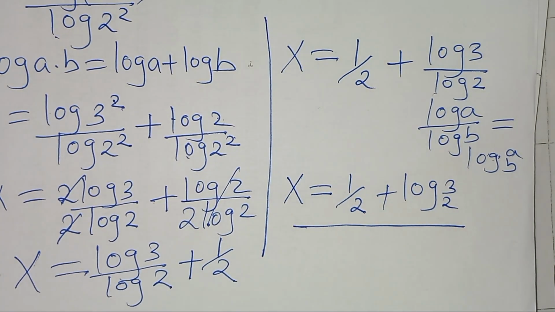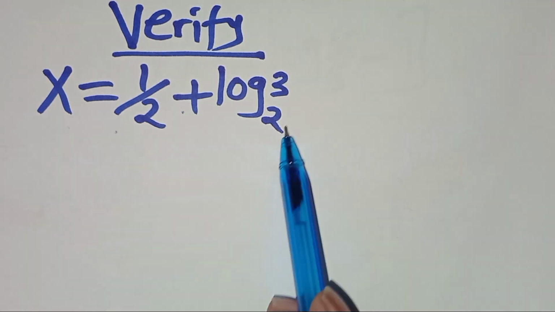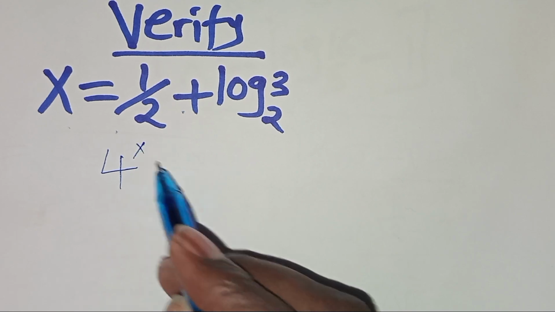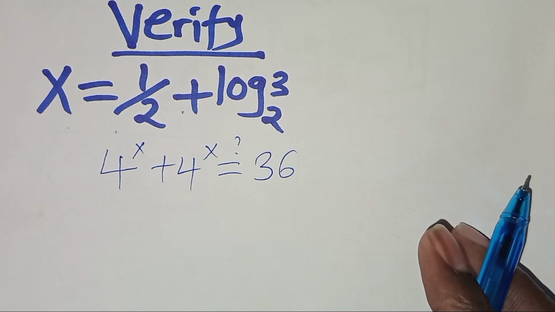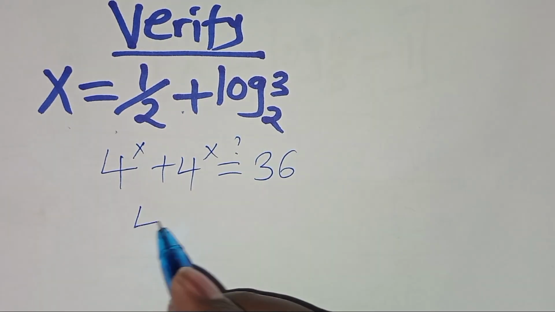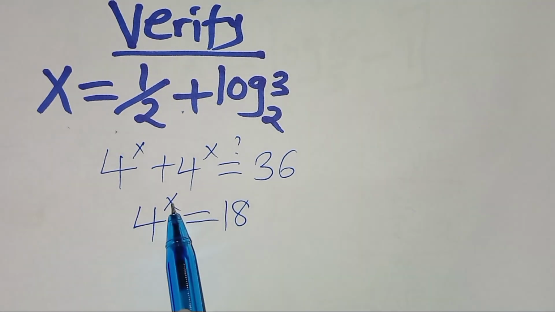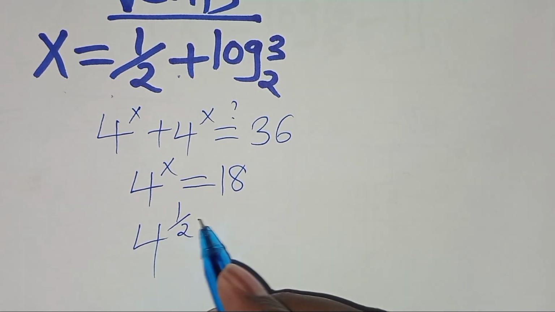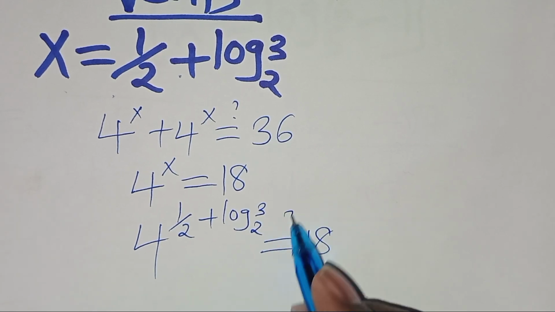Let's verify that this value of x actually satisfies the equation as follows. Now let's verify that the value of x, which is a half plus log 3 to base 2, actually satisfies the equation. Now if you recall, we had 4 to power x plus 4 to power x, this should give us a value of 36. Okay, so we simplify this further to 4 to power x, which is actually equal to 18. So let's substitute the value of x here. So we'll have 4 to power half plus log 3 to base 2. This should give us a value of 18.